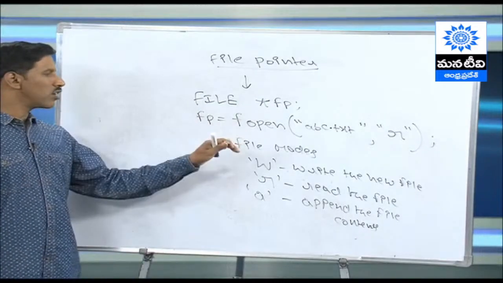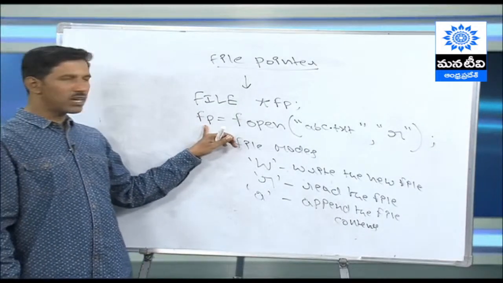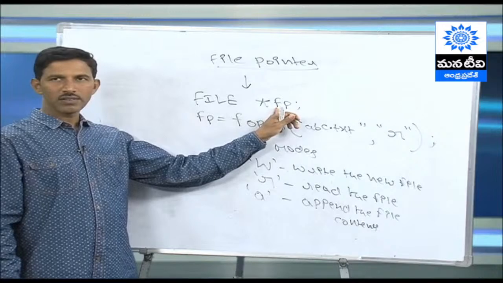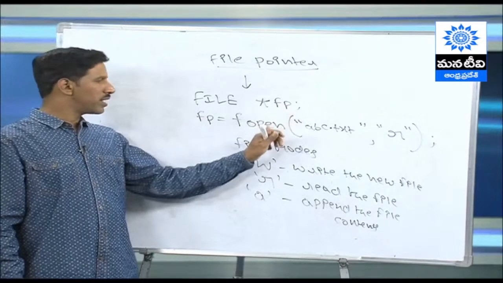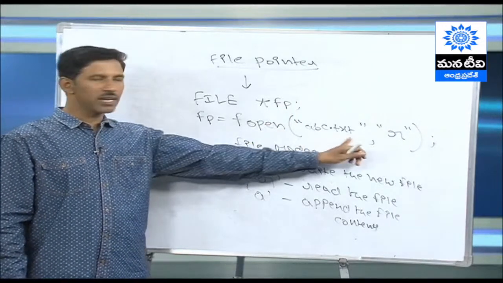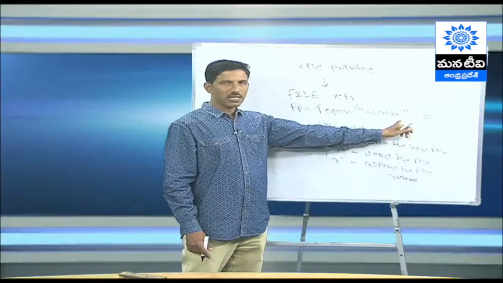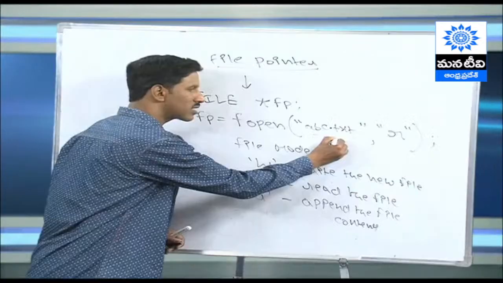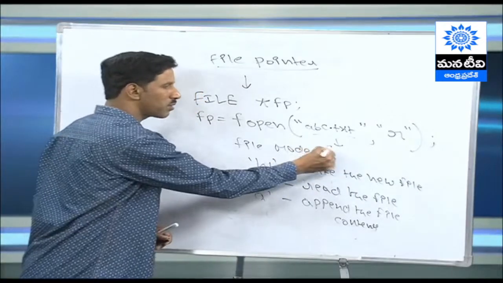Finally, what is the meaning of this function? Now, fp equal to, I mean file pointer, is open to the file. Which file is to be opened? abc.txt. Now, this abc.txt is a file name. Path, suppose this file is in C:.